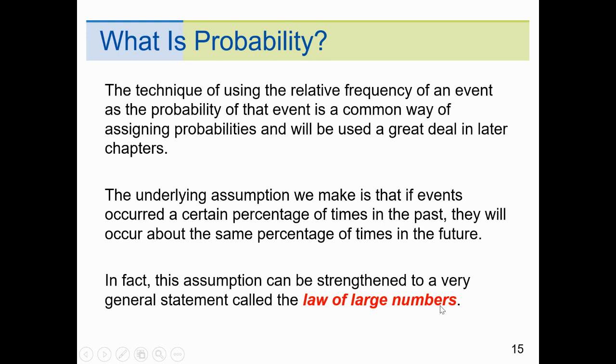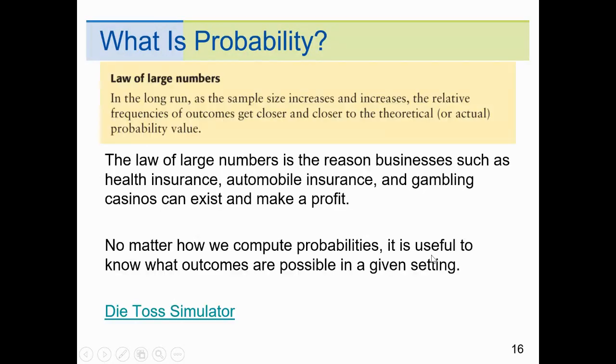The technique of using relative frequency of an event as the probability of the event is a common way of assigning probabilities and will be used a great deal in later chapters. The underlying assumption we make is that if the events occurred a certain percentage of times in the past, they will occur the same percentage of times in the future. In fact, this assumption can be strengthened by what's called the law of large numbers. The law of large numbers says in the long run, as the sample size increases and increases, the relative frequency of outcomes gets closer and closer to the theoretical or actual probability.